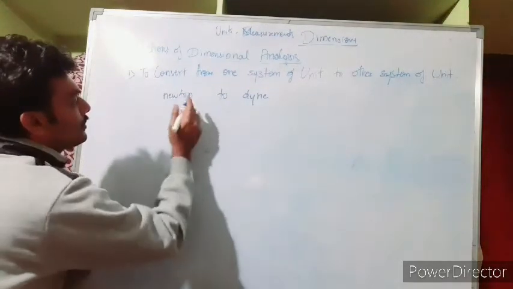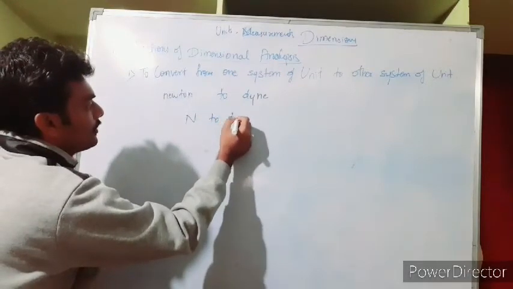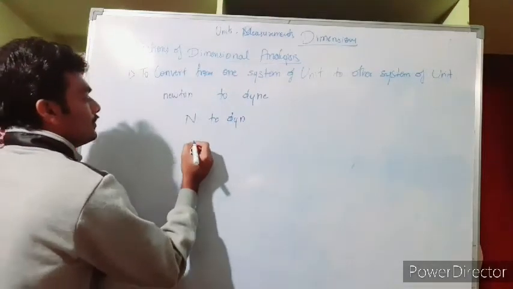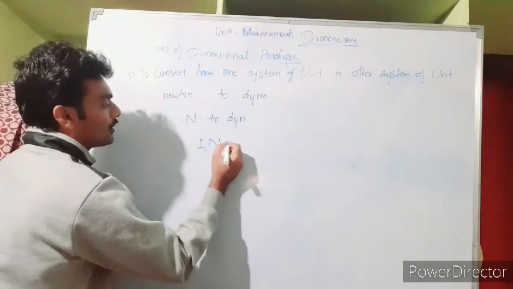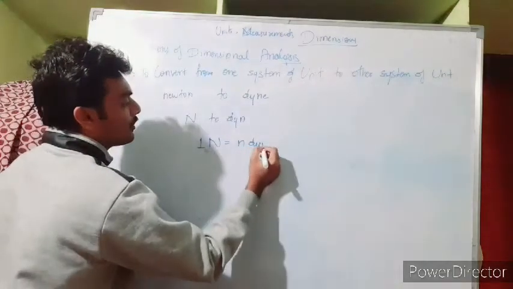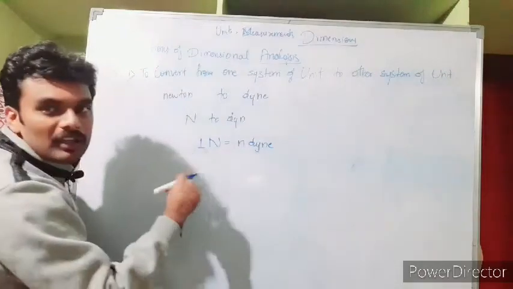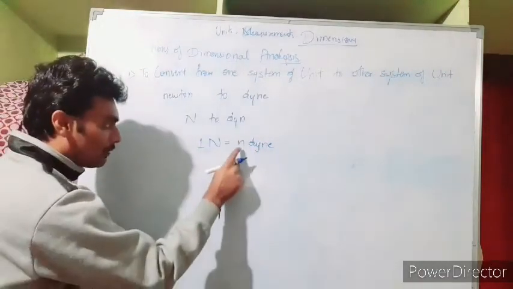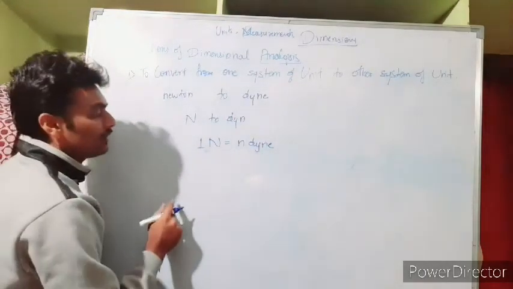So it is from capital N to dyn. I can write that as 1 Newton is equal to some n, small n, Dyne, because I don't know what is the conversion factor. If I get n, that itself is the conversion factor, and I can successfully convert from Newton to Dyne. So now my intention would be to get the value of this small n. 1 Newton is equal to n Dyne.